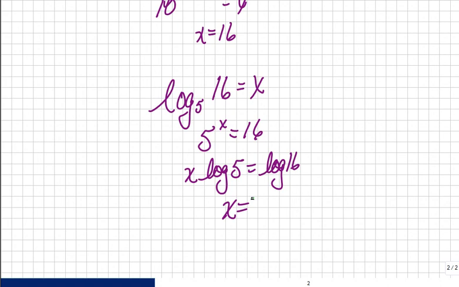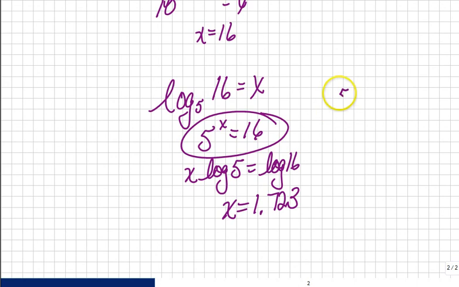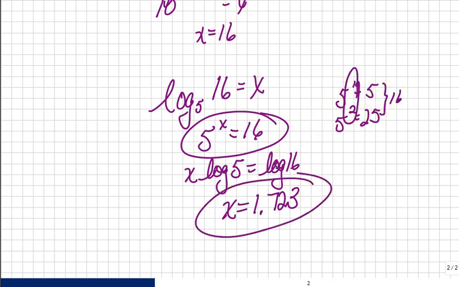Is that a sensible answer? I'm getting, to the nearest thousandth, 1.723. 5 to what power is 16? Let's think about that. Well, 5 to the first is 5. 5 to the second is 25. And yeah, 16's in between there somewhere. So the power has to be between 1 and 2, and that's what we got.